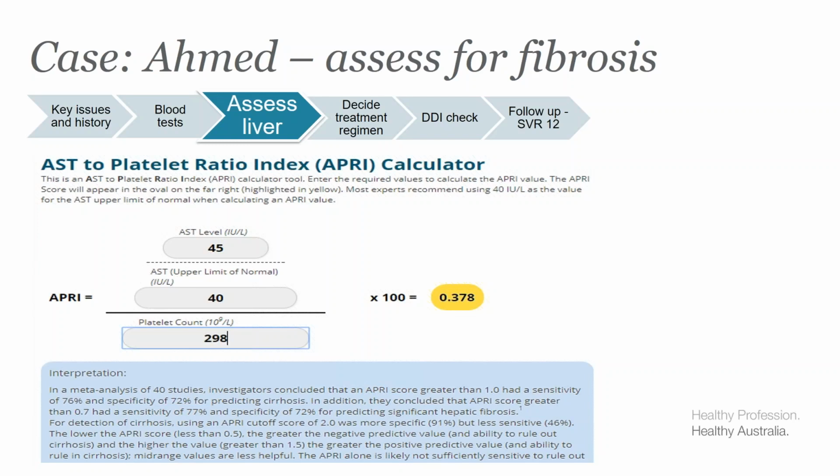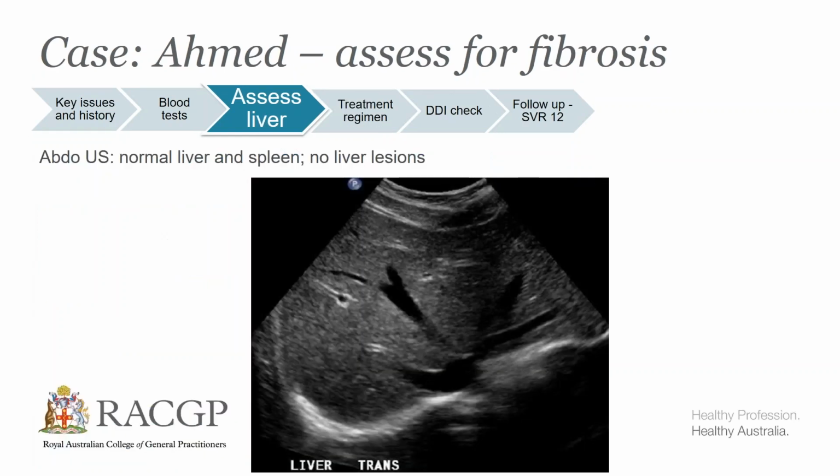So a score of less than 1 is what we'd see as acceptable. And in Ahmed, this is consistent with his FibroScan assessment. Okay. So also we organised an ultrasound.